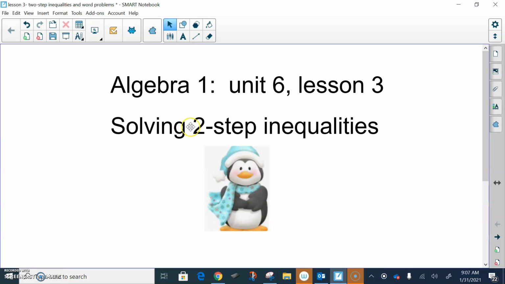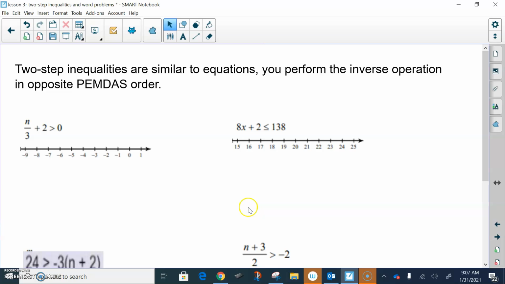This is Algebra 1, Unit 6, Lesson 3, solving two-step inequalities, and we're going to throw a few word problems in there too. To solve a two-step inequality, it's just like solving a two-step equation. We're going to perform the inverse operation, and we're going to do it in opposite order of operations order. So that means we're going to start with addition, subtraction.